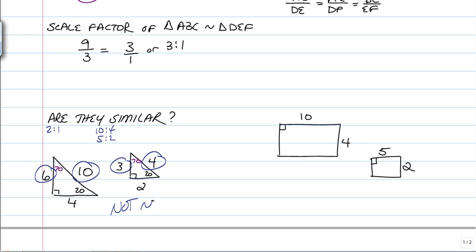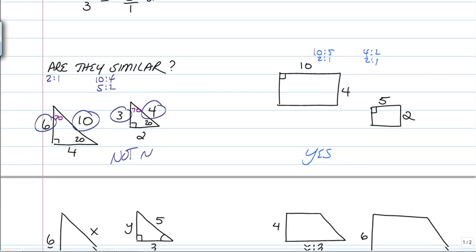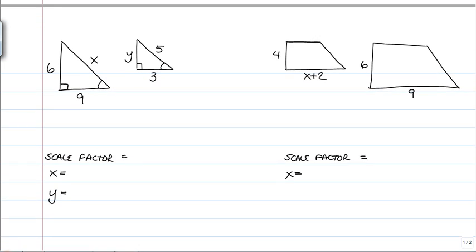Okay? So you look at the next one really quick and you tell me, are they similar? Well, we know they're rectangles, and we see that we have a 10 and a 4, and this is 5 and 2. So 10/5 is 2:1, and 4:2 is 2:1. So yes, these are similar. Okay? So that's it. You got to look for angles and look for side ratios.